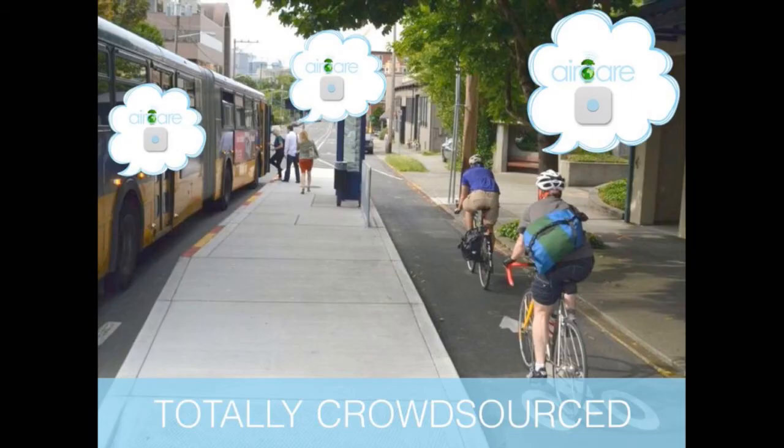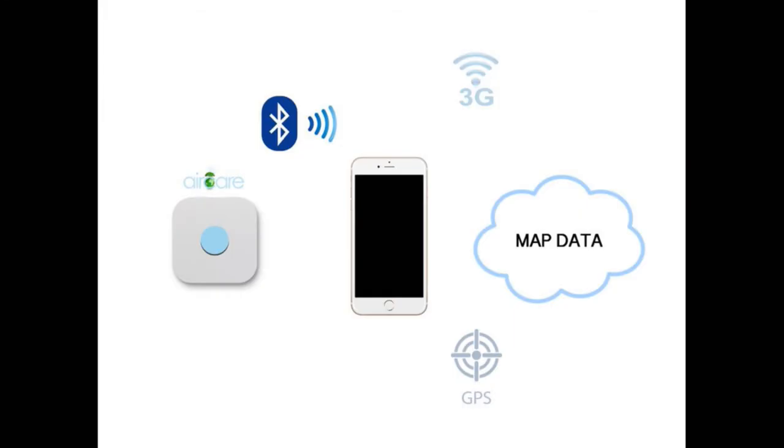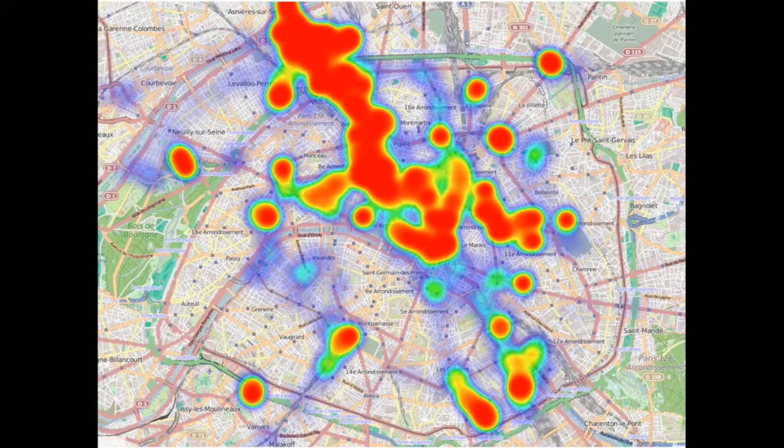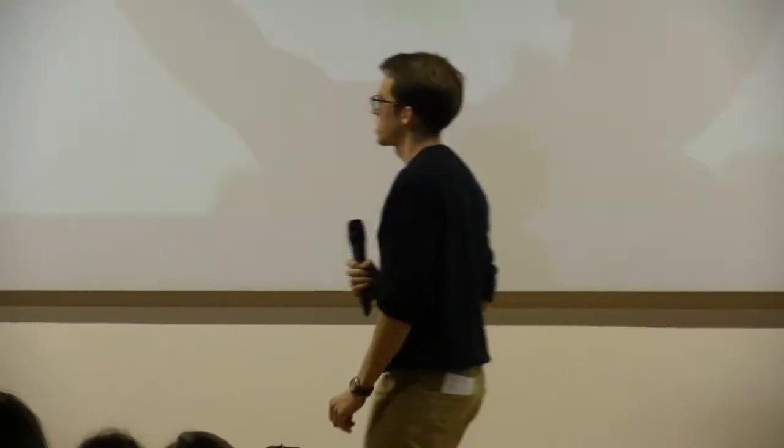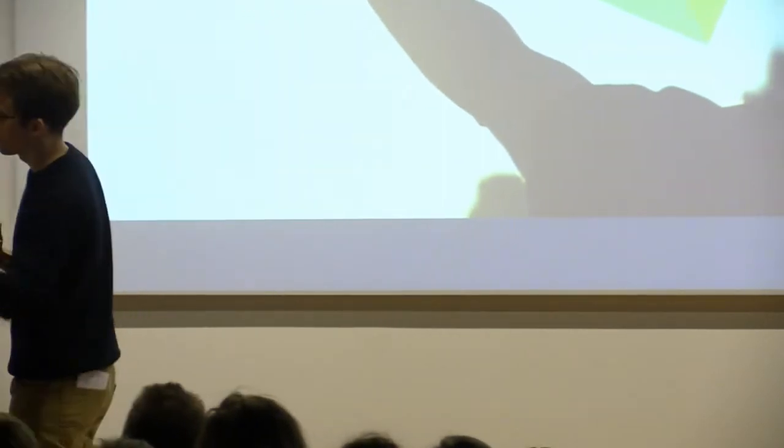Okay, next slide, please. So how does it work? We have a small unit that connects via Bluetooth to a phone, and the phone combines your particle level at any moment with GPS data and uploads it to our cloud service, which creates a map. Which looks like this. Okay, this is just a picture we took off the internet, but we actually have a map working.